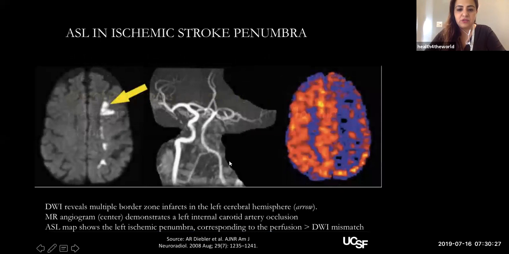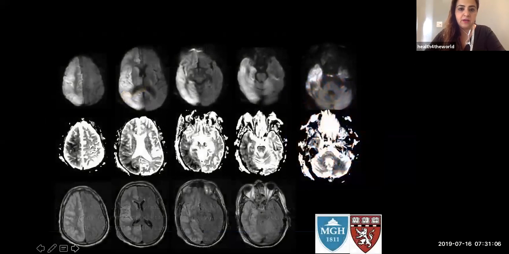So for example, this patient had border zone infarcts in the left cerebral hemisphere, had ICA occlusion. And then on the ASL, you can see that this whole area in the left cerebral hemisphere demonstrates decreased perfusion. So the DWI is the most accurate way to look at the core. So this tissue is dead. ASL will show you the decreased blood flow. And this area has decreased blood flow. So we know that the whole left cerebral hemisphere is not dead yet. So we know that there's a mismatch. So there is still some viable tissue. So ASL is a very quick sequence which can be added on the scanners without giving contrast.